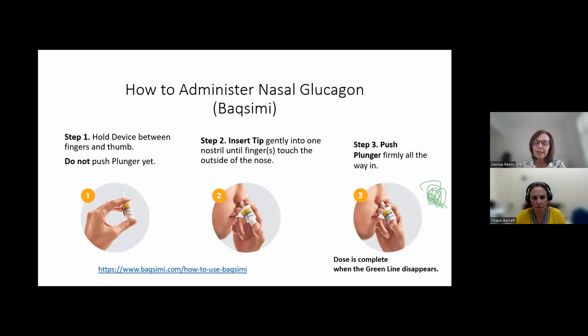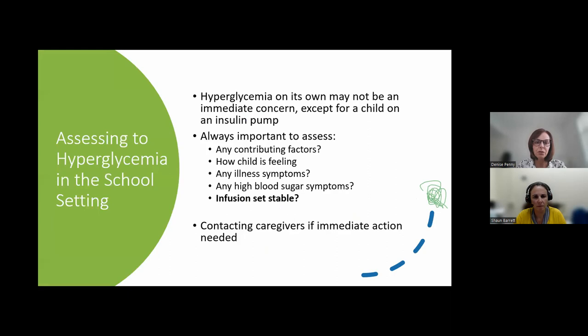The obvious impact would be that it's going to raise the blood sugar and it may cause some nausea or vomiting. But other than that, there will not be any significant harm. So it takes some of that pressure off the staff and helps them feel more comfortable to use it.